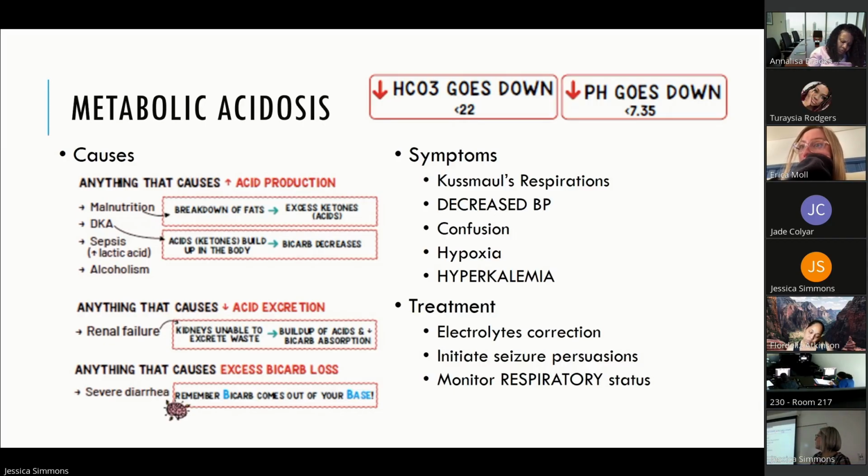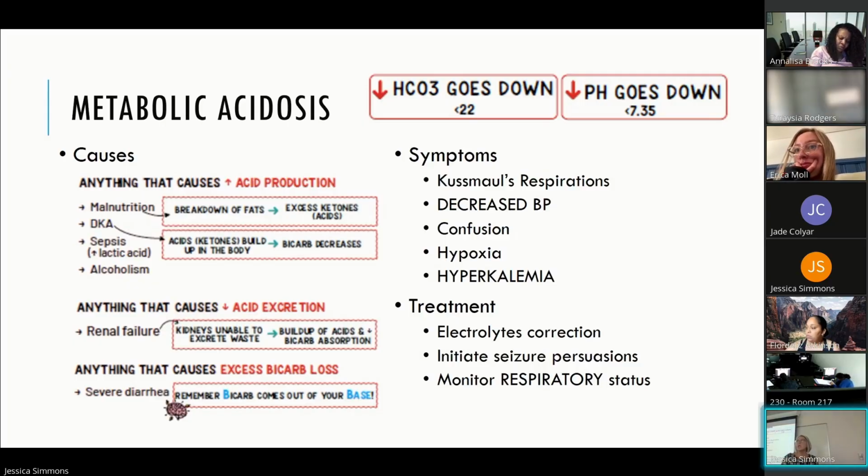So your symptoms are going to be your Kussmaul respirations, which we see in what disorder? DKA. Yep. Decreased blood pressure, confusion, hypoxia, hyperkalemia, which can cause what? Dysrhythmias, thank you. Your treatment is going to be electrolyte correction. Initiate seizure precautions and monitor the respiratory status.